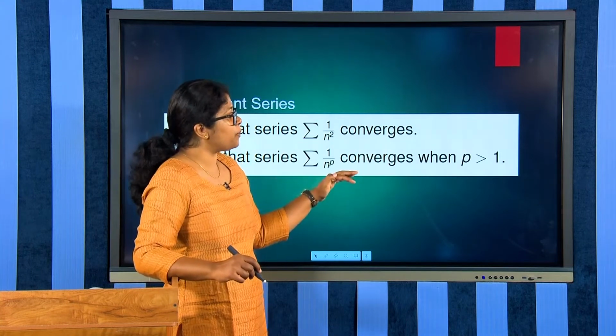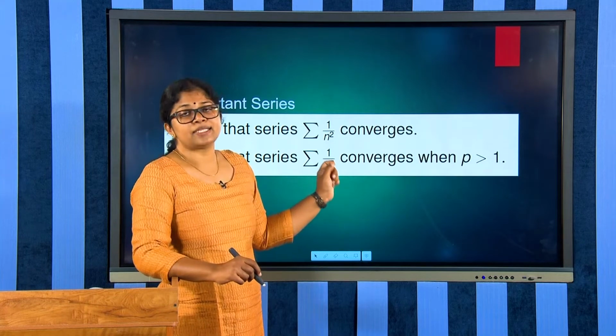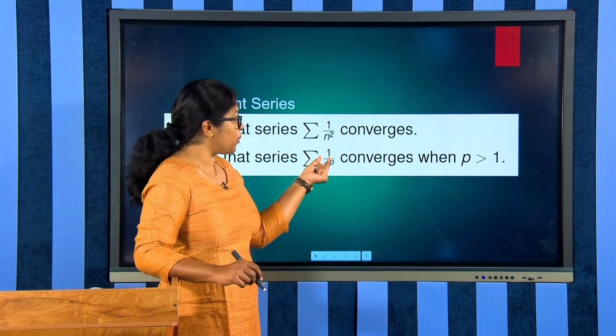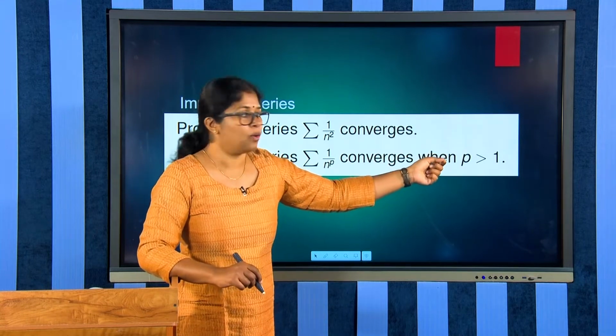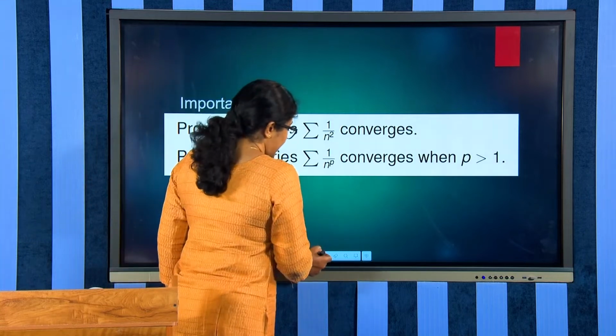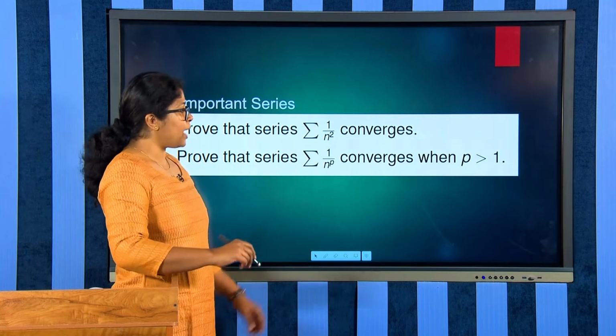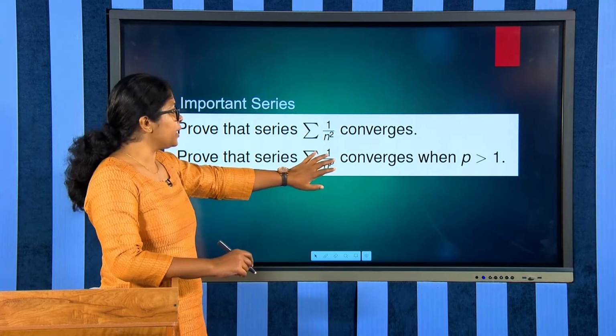A very similar proof can be applied to show that in general summation 1 upon n power p converges when p is greater than 1. Okay. So that is the proof. I am not going to the proof of this part. A similar proof will give you this result.